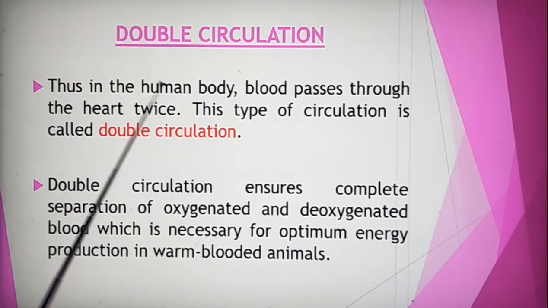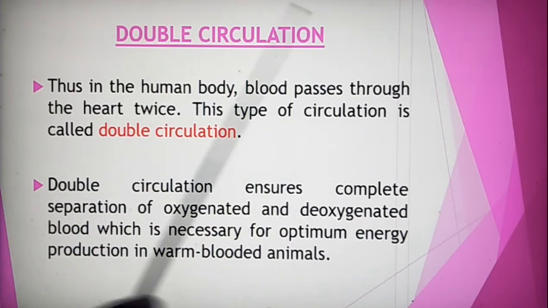And thus in the human body, blood passes through the heart twice. This type of circulation is called double circulation. It ensures complete separation of oxygenated and deoxygenated blood, because as I told you, our energy demand is more. So to satisfy our energy need, we are in need of which circulation? Double circulation.